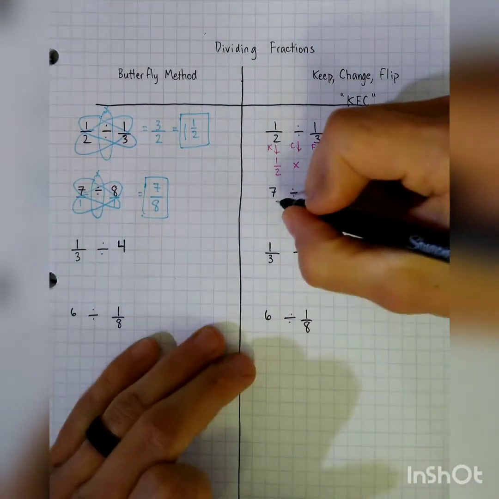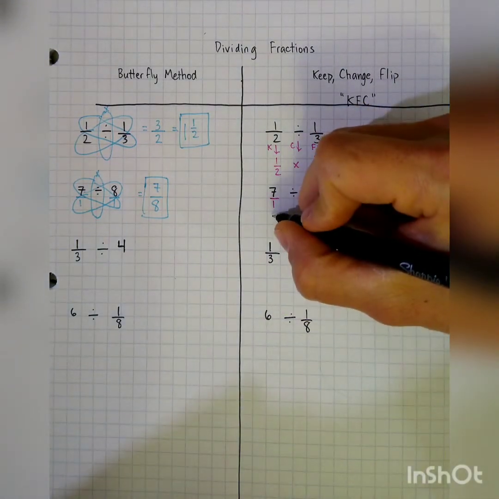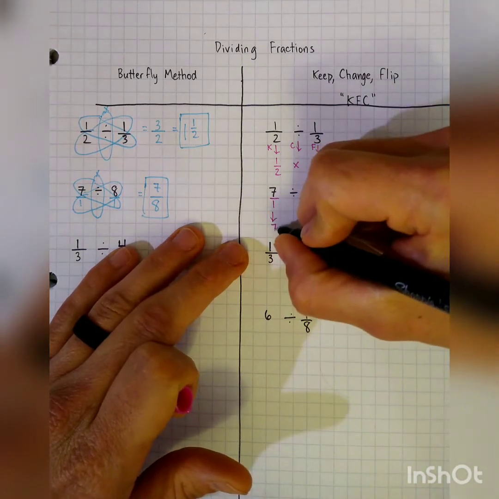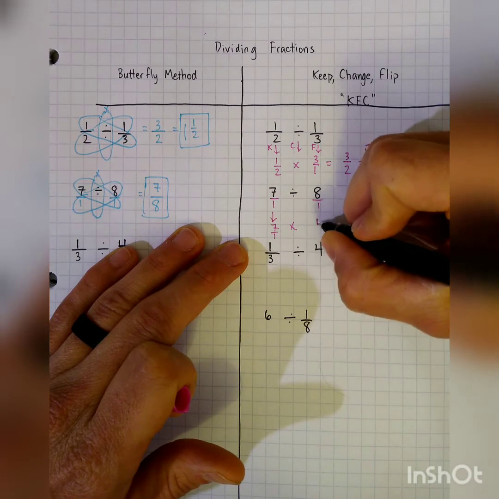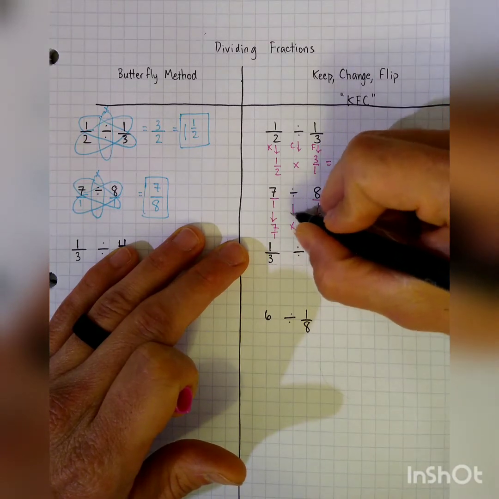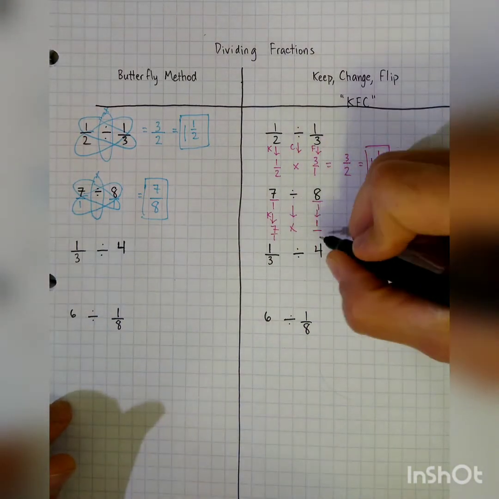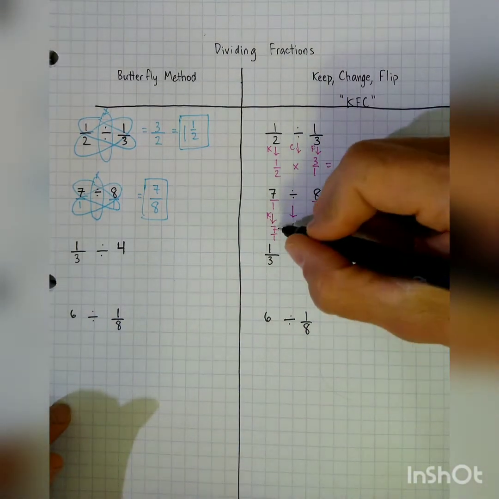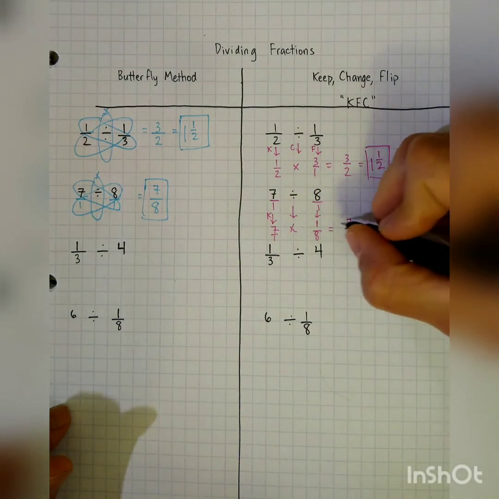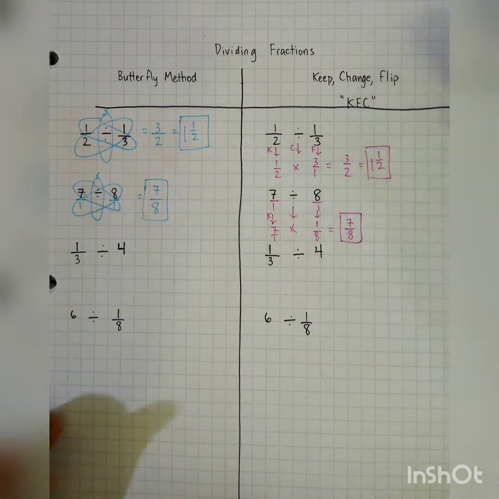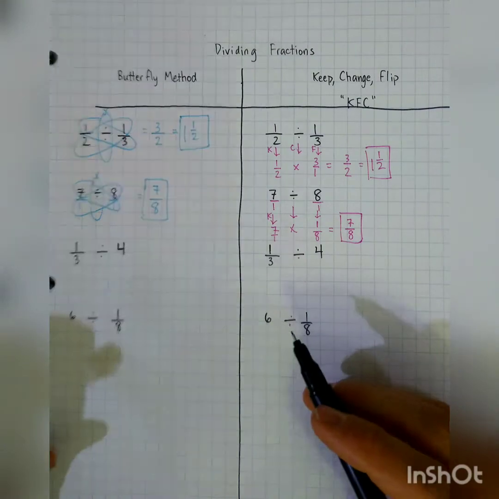Using that butterfly method, let's do the same thing with KFC. I'm going to rewrite this as 7/1. I'm going to multiply, and I'm going to rewrite this. Oops, let me draw my arrows first. And I'm going to rewrite 8/1 as 1/8. So now I have 7 times 1 is 7, 1 times 8 is 8. And that's it. That's my answer, 7/8. All good.